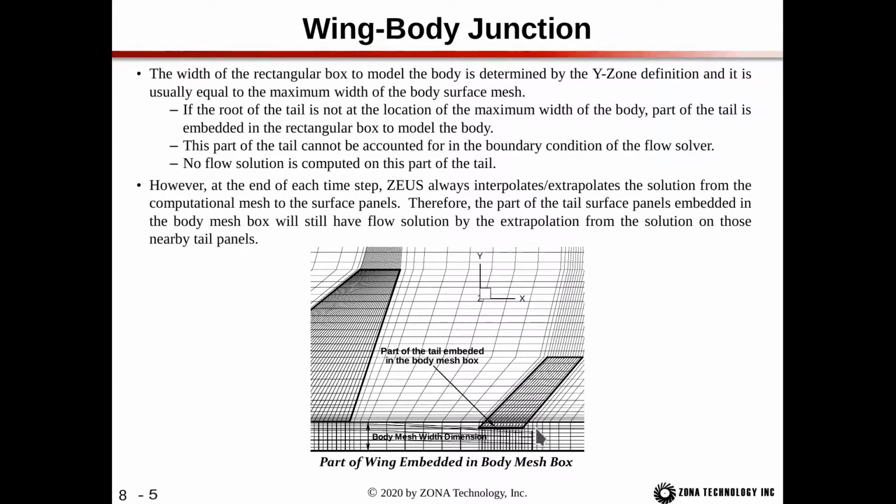Therefore, this part of the tail embedded in the body mesh box will still have a flow solution by the extrapolation from the solution on those nearby tail panels. And this extrapolation will only extend for 2 panels. So if you have a lot of panels here in the spanwise direction, it's more than 2, the extrapolation won't work beyond 2. So if you do have this situation and it's just a small region and it's only 1 or 2 panels wide, that is acceptable. Just be aware that ZEUS will take the volume flow solution that's out here and extrapolate it onto those panels in order to get the surface CP on the tail.